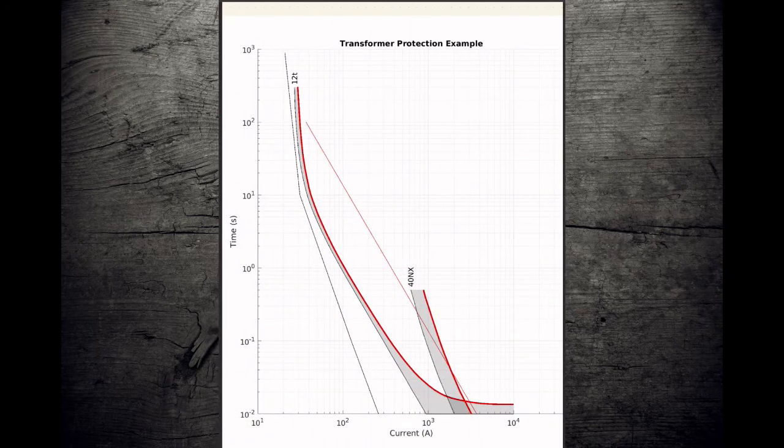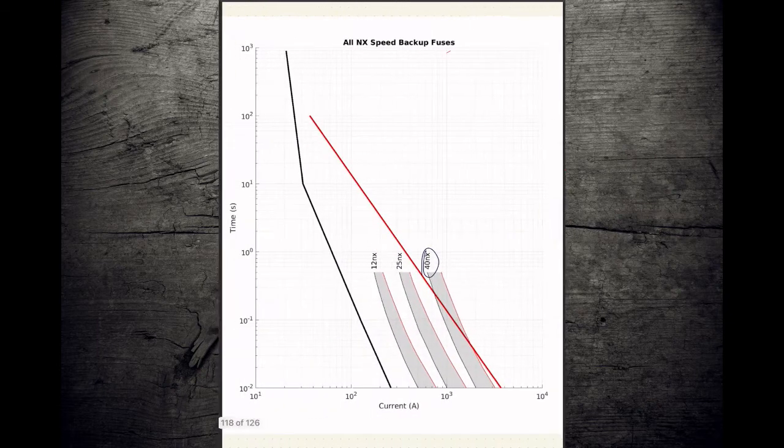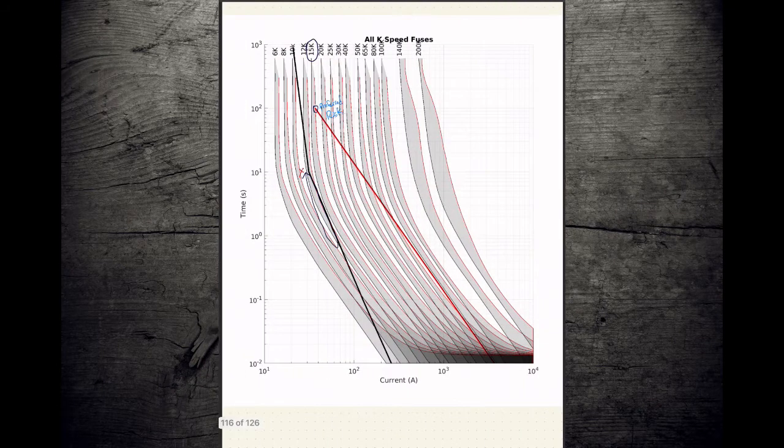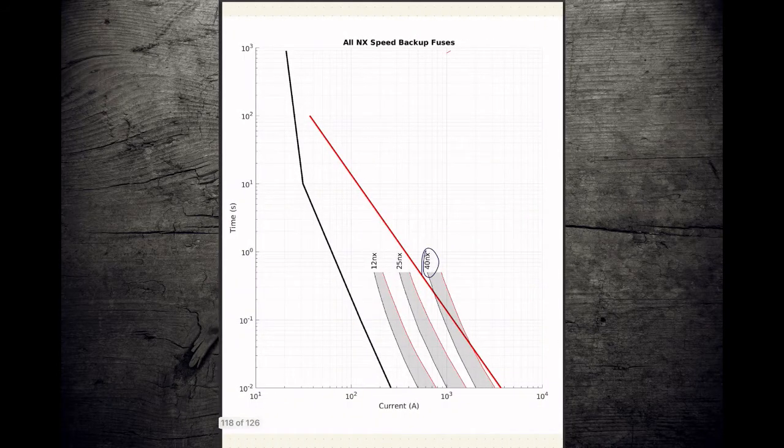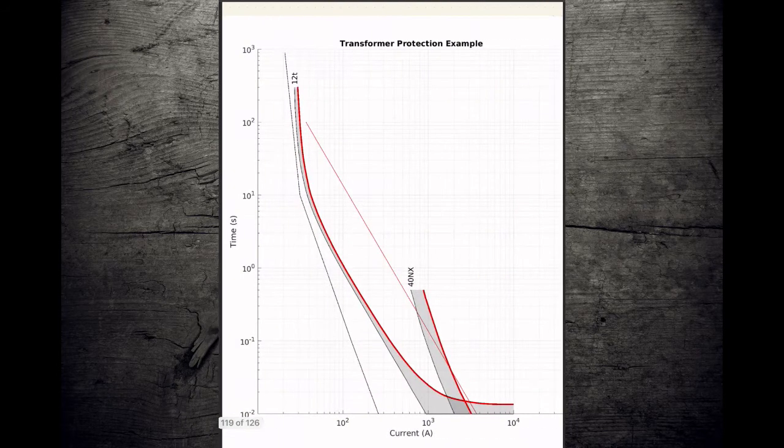So we combine these into one graph, and we can see, oops, okay, switched over to a T here. That should be the K speed. So we can see we've got, so the correct answer, by the way, was 15K, 40 NX. Carrying on with our example here, we can see we've got our expulsion fuse sweeping through the middle.